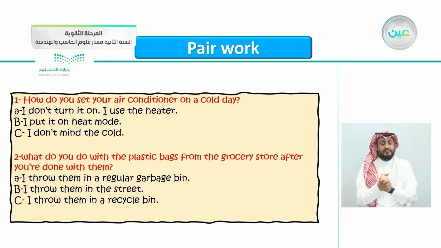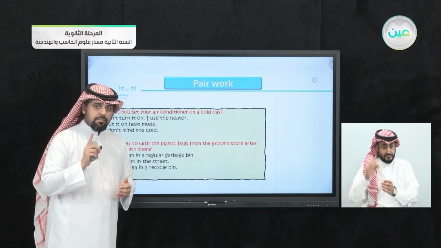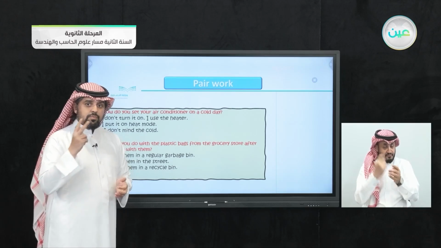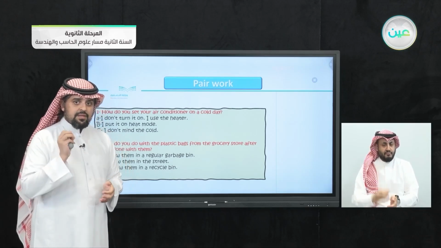So, do you throw them in a regular garbage bin, not a recycle bin? B, you just throw them in the street or wherever you are. Or C, you throw them in a recycling bin. And remember, if the answer is A, it's 1 point. B, it's 2 points. C, it's 3 points.